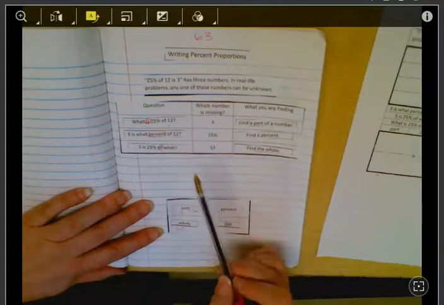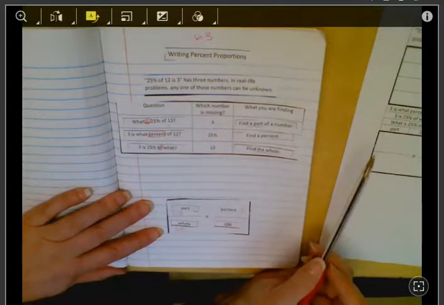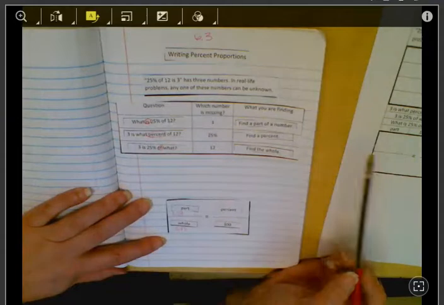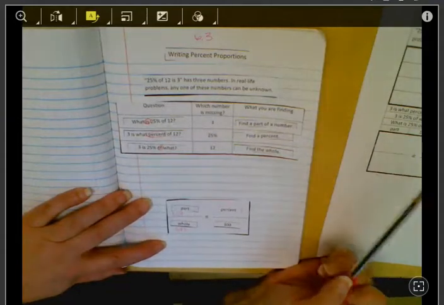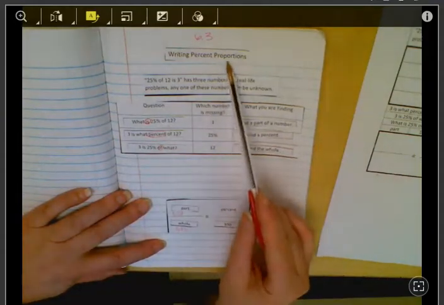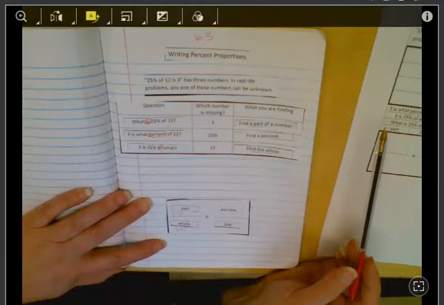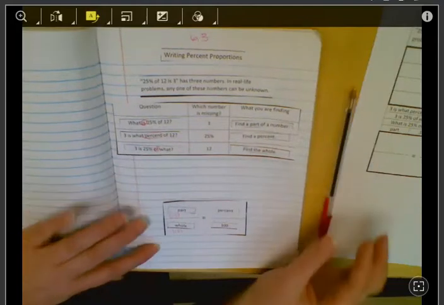So if you think you understand this, you'll be able to do the 6.3 homework. There will be another way we'll explain in 6.4 on how you can just write an equation. And on the test or quiz, you'll be able to use either percent proportions or the equations. But we're teaching you both ways so you can decide which you like better. All right, thank you.